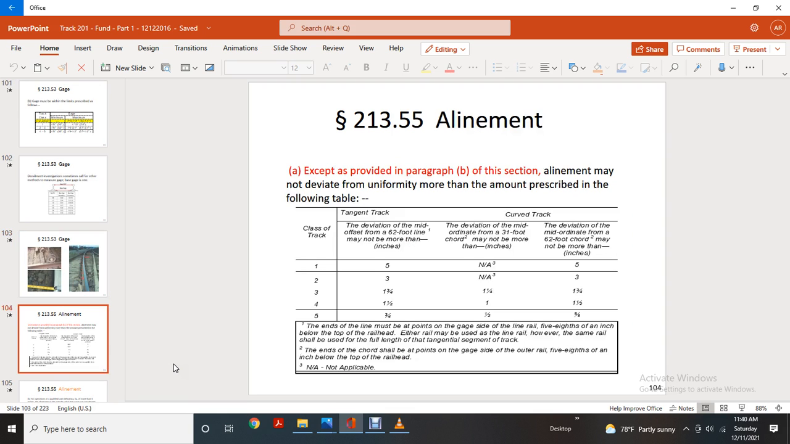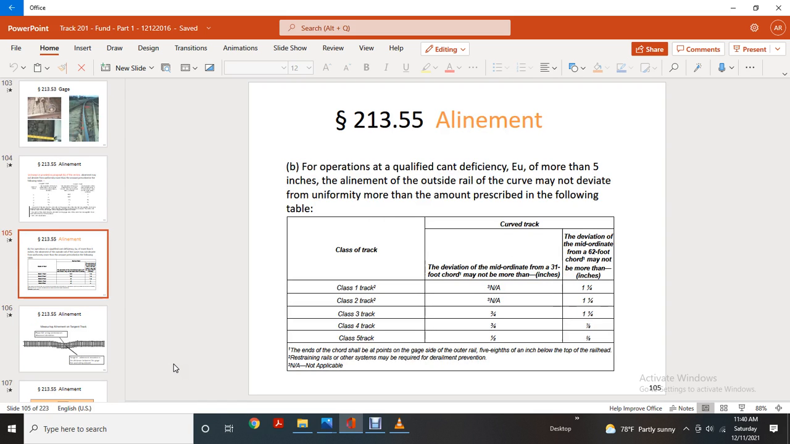Alignment. Except as provided in paragraph D of this section, alignment may not deviate from uniformity by more than the amount prescribed in the following table, for Class 1 tangent track and curved track. For operation with qualified deficiency, E more than 5 inches, the alignment of the outside rail of the curve may not deviate from uniformity by more than the amount prescribed in the following table.